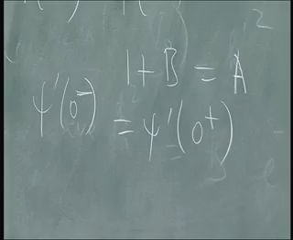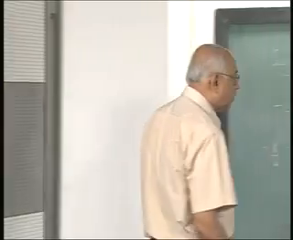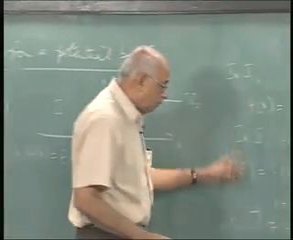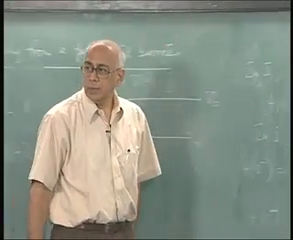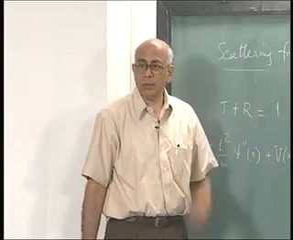When you do that you have enough conditions to find A and B simultaneously, and then you can check that this relation T plus R is 1 is automatically satisfied. So I leave you to work the rest of this algebra out. These two conditions are enough to determine A and B, and then verify that the reflection plus transmission coefficients is indeed 1.